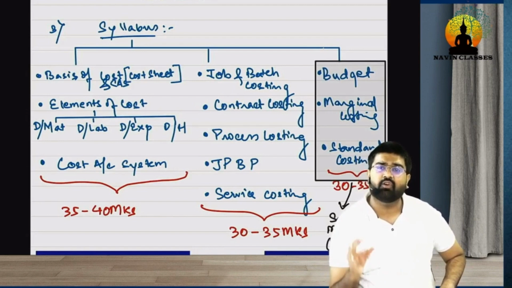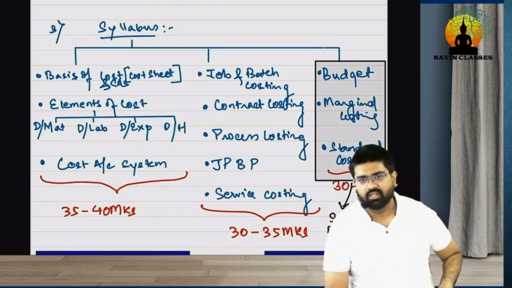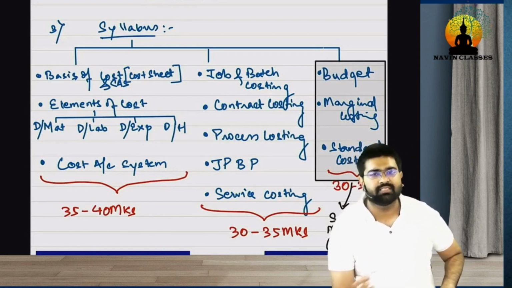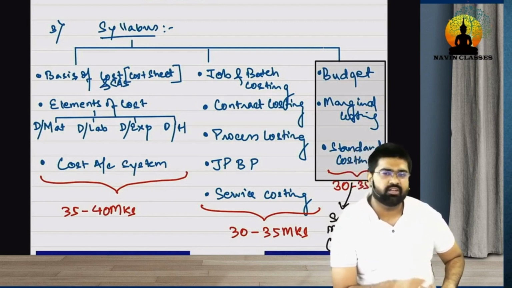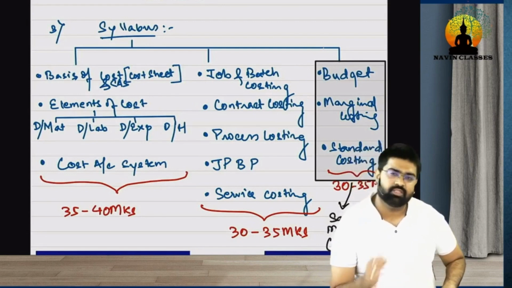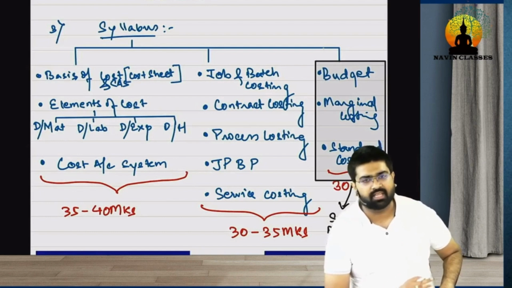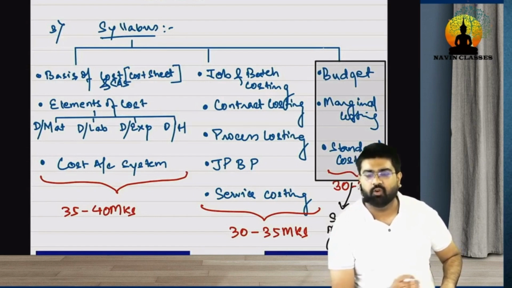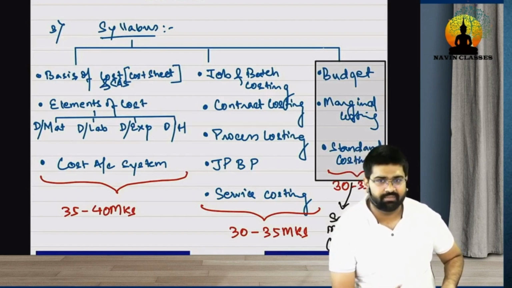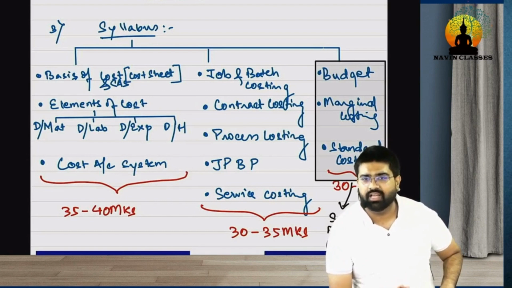Along with that, we have a topic of cost accounting standards. It is a theoretical topic and carries 5 to 7 marks. We will do this theoretical topic and the practical topic together. We will do its MCQs and practice together, so don't worry about it. If we talk about the elements of cost, which I just mentioned, those will be our next 4 chapters. What 4 chapters? Direct material, direct labor, direct expenses and overheads.